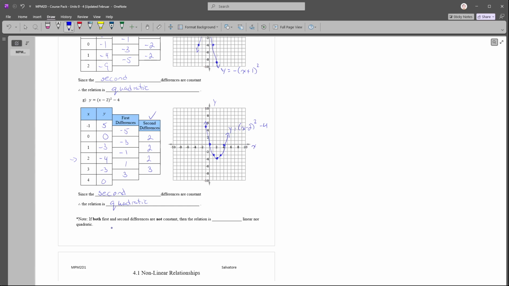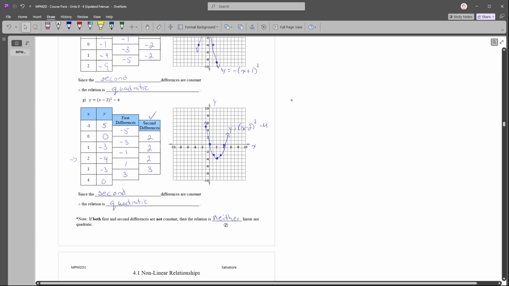Now there's a little point down here. If both the second and first differences are not constant, does that mean anything? Yeah, it means the relation is neither linear nor quadratic. What else could there be? There's lots more things. Come back to more of those later on in the semester, and you'll see that throughout the rest of your mathematical career.